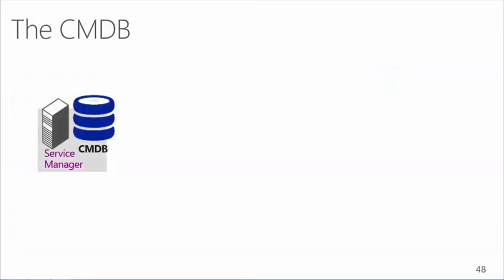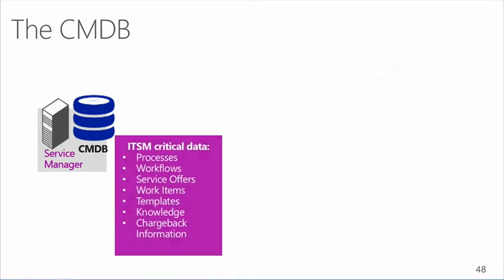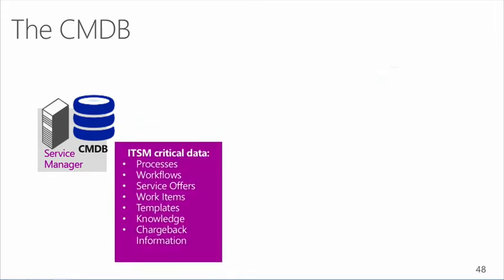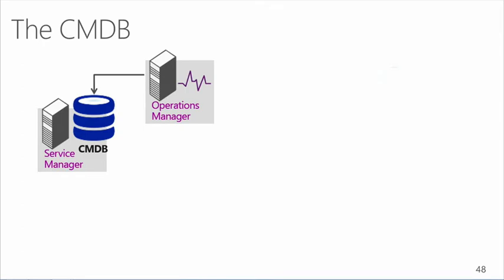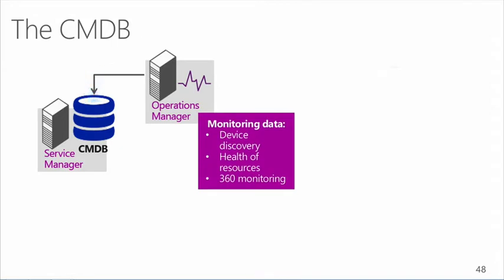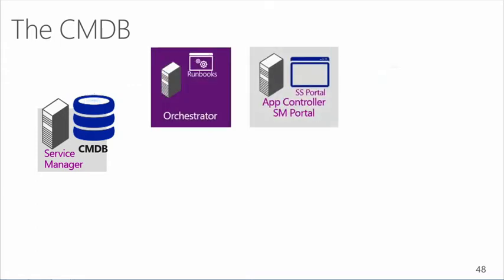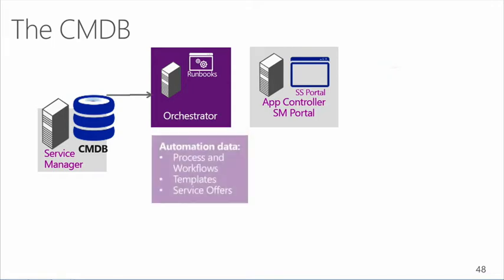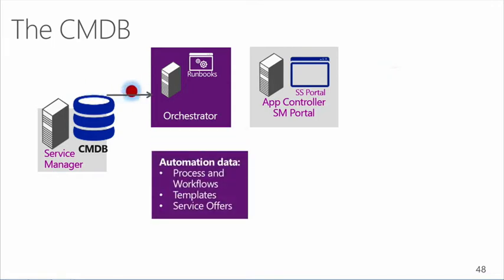So within the CMDB, you have a number of different attributes around what it delivers and what we're going to be providing. It's going to be processes, workflows, service offerings, templates, knowledge, chargeback information. And that brings in, okay, can we monitor that and bring in that data from Operations Manager? Yes, we do, because we provide that connectivity from Service Manager to Operations Manager. Next, it's going to help us provide better discoverability and have insight into health issues proactively and reactively. Then we think about the combined relationship between Orchestrator and the Service Manager portal or the app controller.